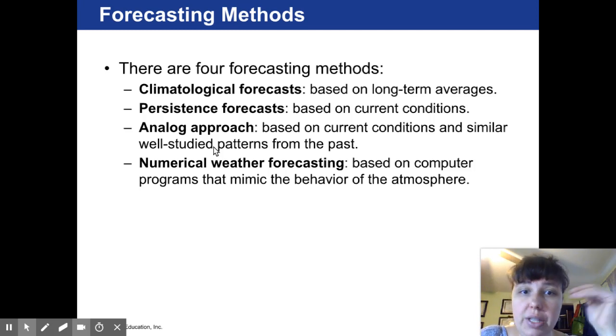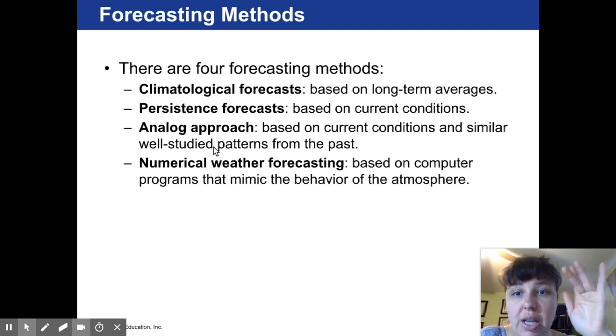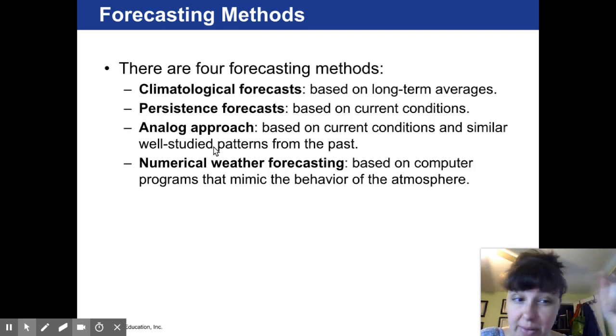Analog approach, this is the current conditions, but they are basing them off of past conditions, so it's a comparative. We're doing comparative, and you'll hear stuff that would fall under analog approach when we say things like, this year is the warmest year on record for this date or this time, and that would be an analog method because we're basically comparing it to past years.